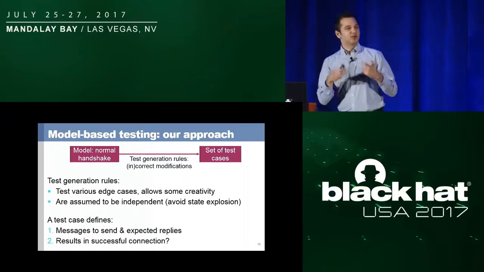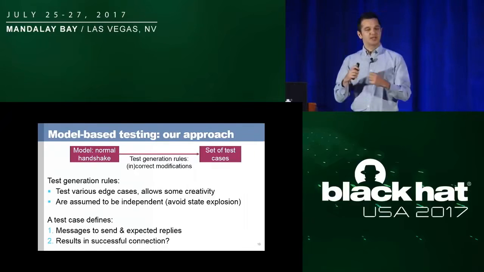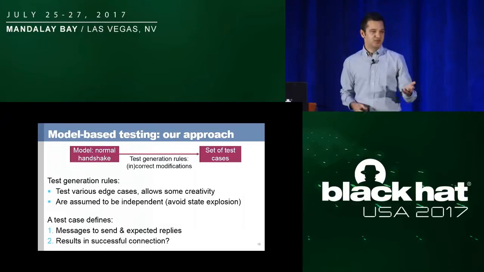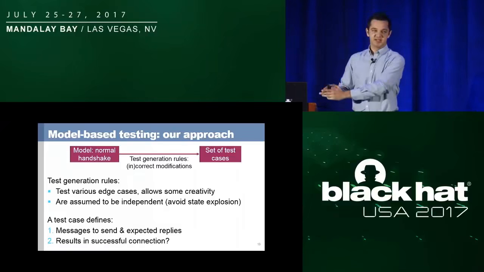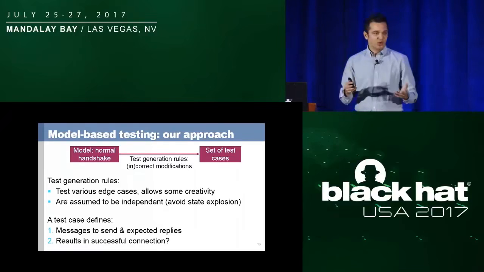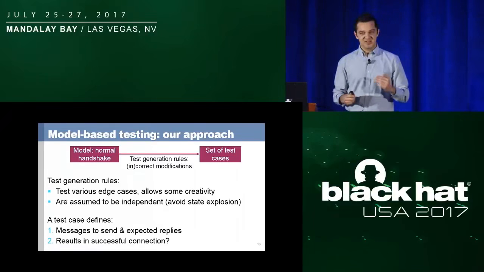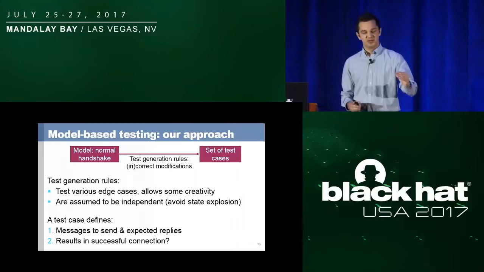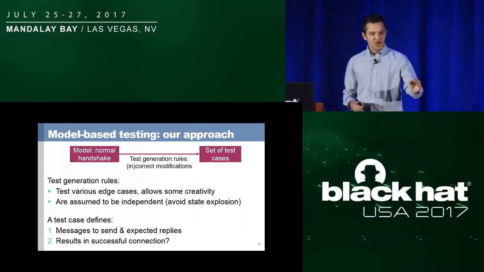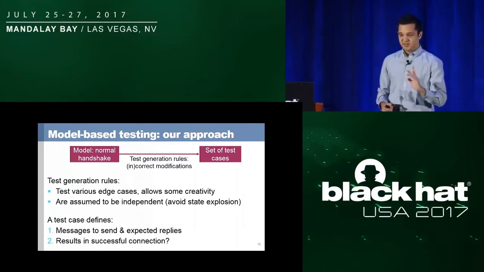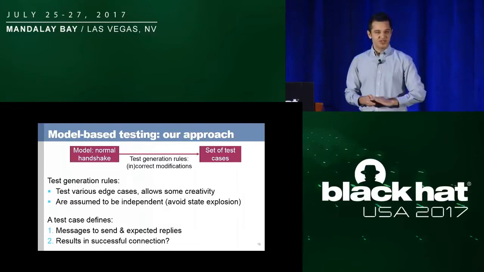So once we have our test generation rules, we basically apply all these test generation rules to our model, to our normal execution of the handshake, and we end up with a test case. So in our work, what is the definition of a test case? A test case essentially specifies the messages that you want to send to the implementation under test and the replies that you expect in return. But that's not everything that the test case defines. It also says whether this should result in a successful connection with the access point, for example.